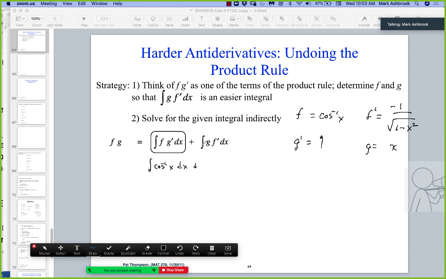That's the whole point, that this is doable. This one's easier. x times negative 1 over square root of 1 minus x squared. And then f times g will be x cosine inverse x. All right, how do we do? So we look at this and we say, given our known techniques of doing antiderivatives, can we do that? Negative x over square root of 1 minus x squared. Is it doable, attainable?